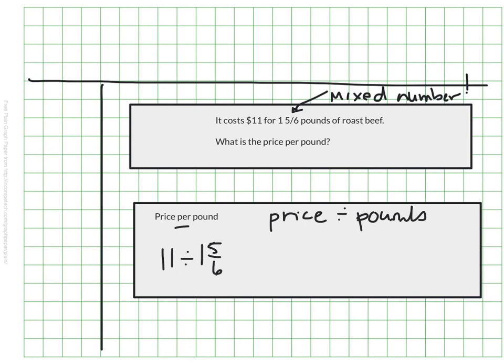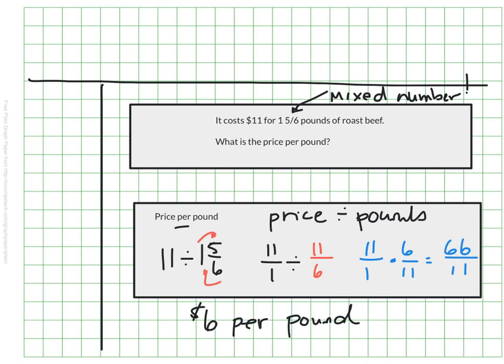So a quick reminder here on that. When we're doing a whole number, we want to make sure it looks like a fraction. So we're going to turn that into 11/1. And then we're dividing it by this mixed number. So remember that 6 times 1 is 6, plus 5 is 11. And the denominator stays the same. And finally, we have to remember that we need to keep our first fraction the same, but multiply by the reciprocal. And when we do all that, we get 66/11, which of course is the same as 6. Which means that if it costs $11 for 1 5/6 pounds of roast beef, it is the same as saying that it is $6 per pound.